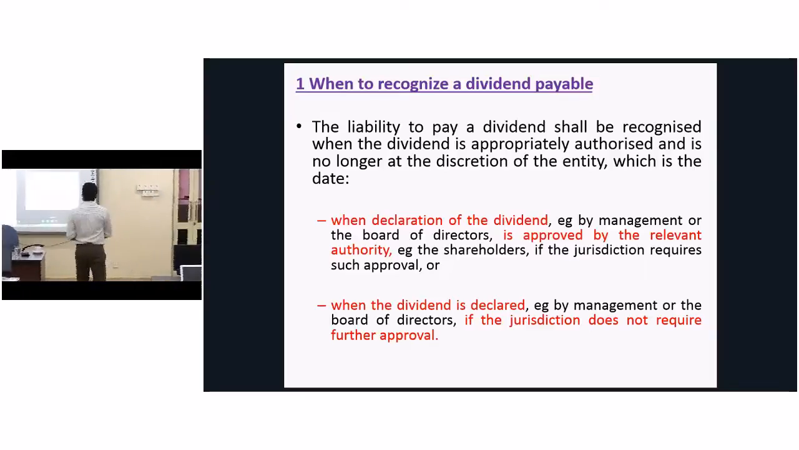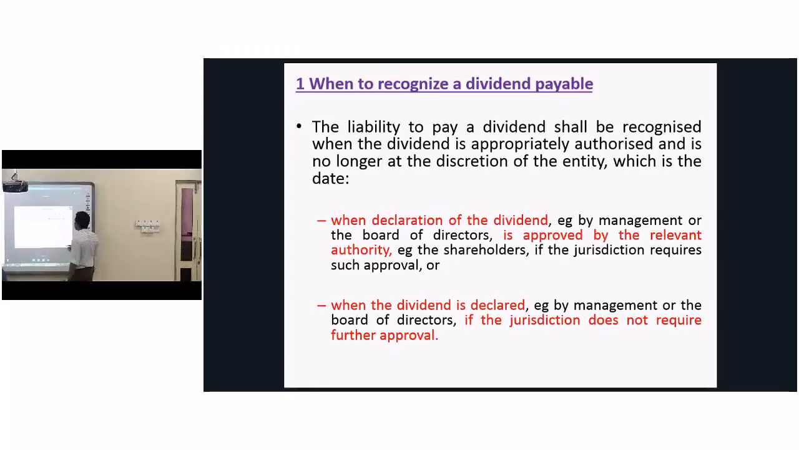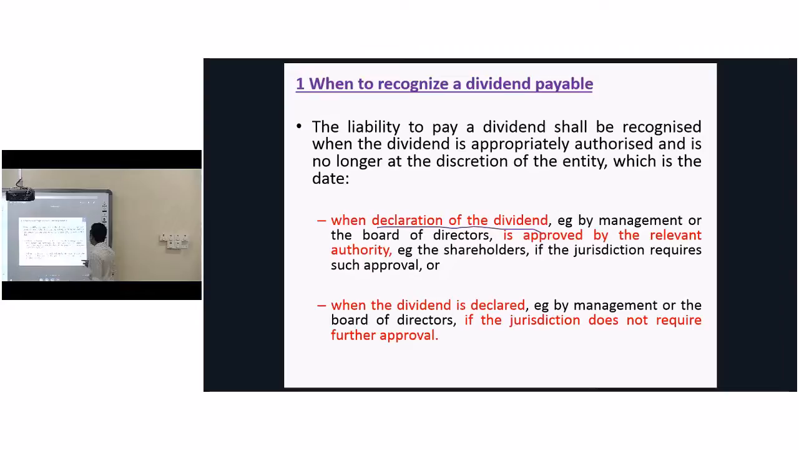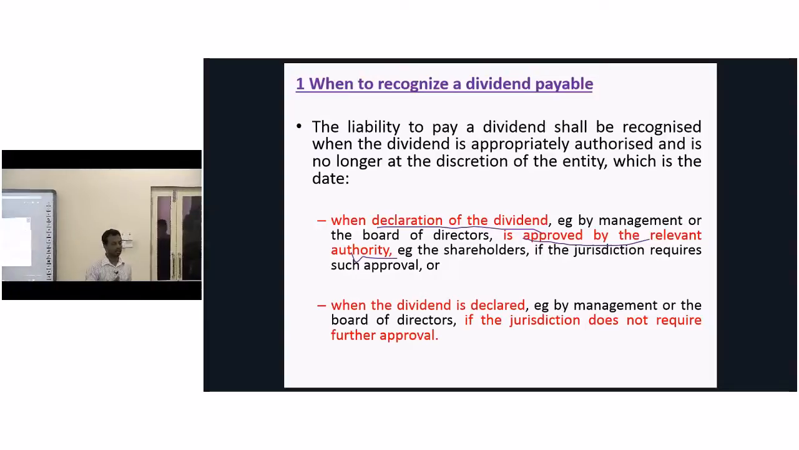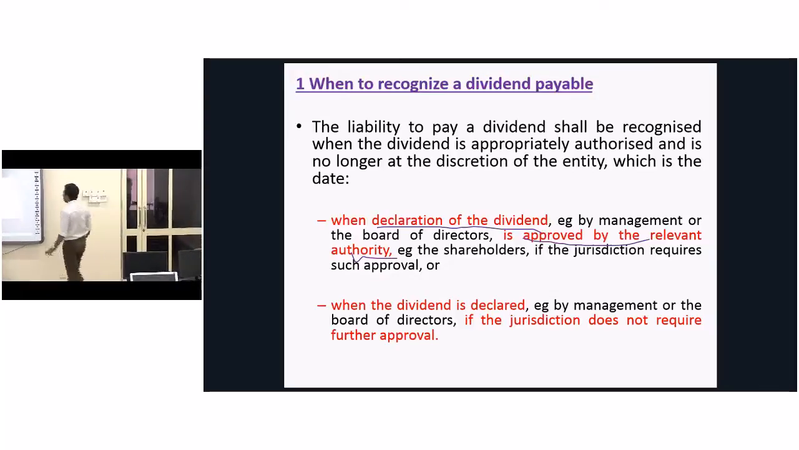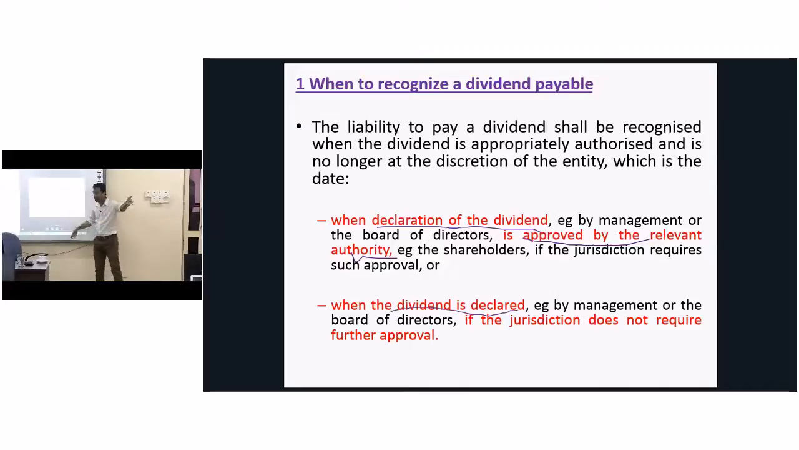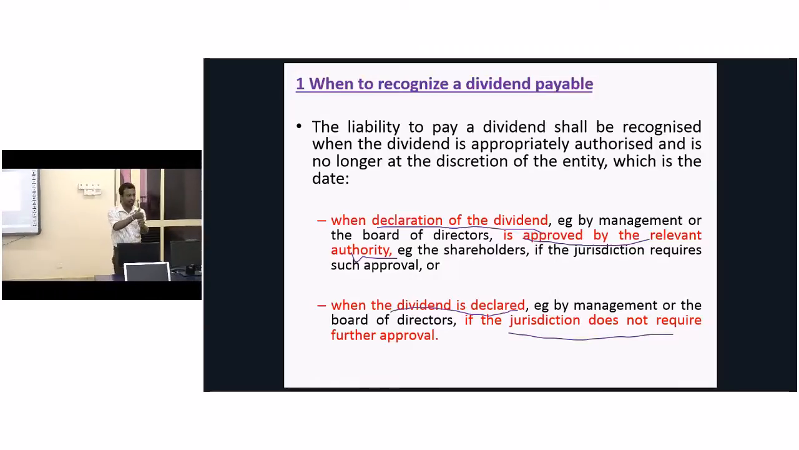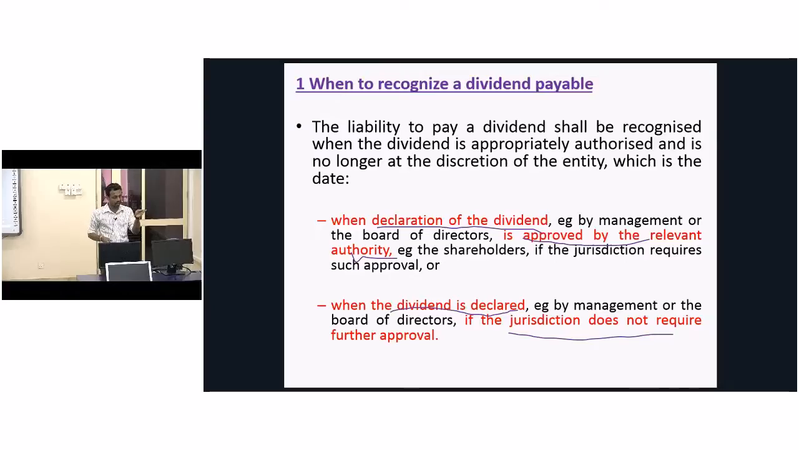What it says, there are two guidance. When the declaration of dividend, for example by management or board of directors, is approved by the relevant authority, we can recognize that as the date where we need to recognize the dividend. Also, when the dividend is declared and no further approval is needed, if the jurisdiction does not require further approval, then we recognize it as the dividend payable date. Or if any approval is needed, once the approval is given, it should be the dividend payable date.